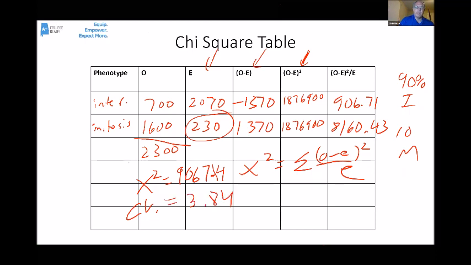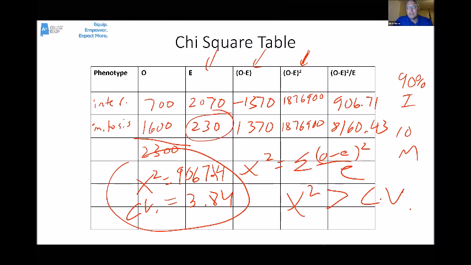So we compare these two numbers. In this case, chi-square is much greater than our critical value. And when that happens, what does that tell us? There's a statistical difference. Yeah, we're going to reject the null hypothesis. And that tells us we're rejecting the idea that there are no differences, which means what? There are differences.